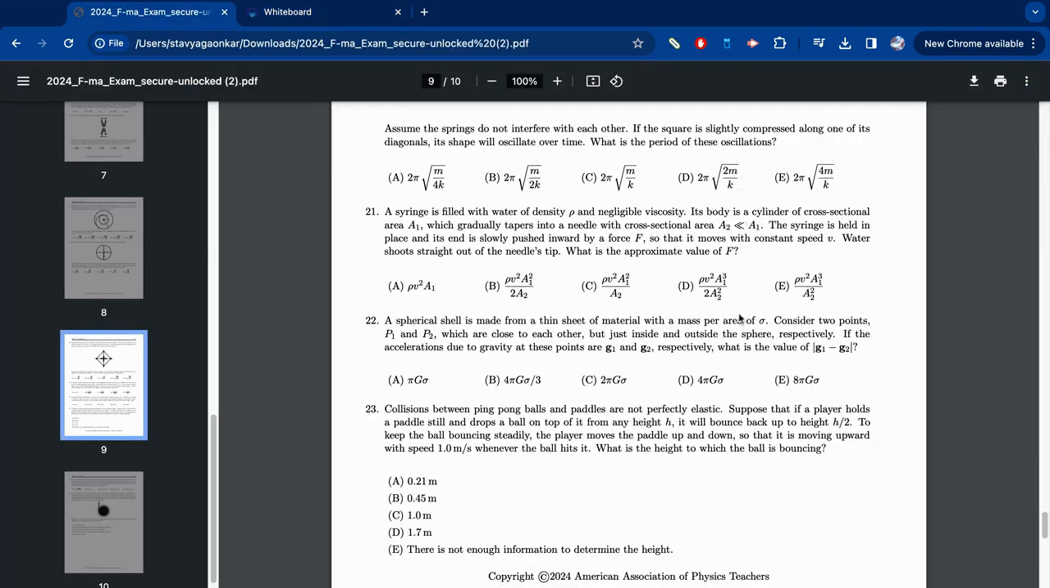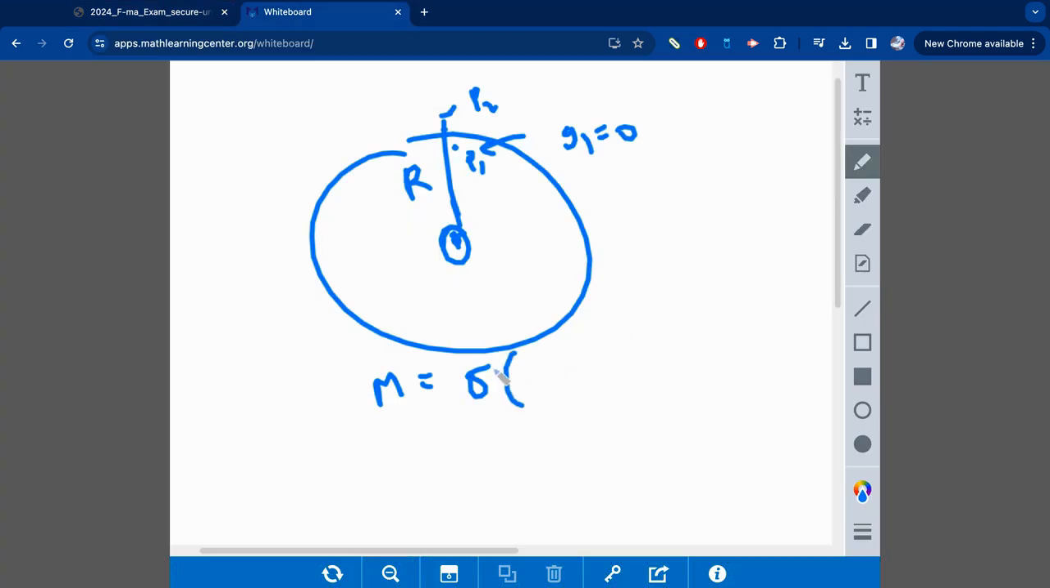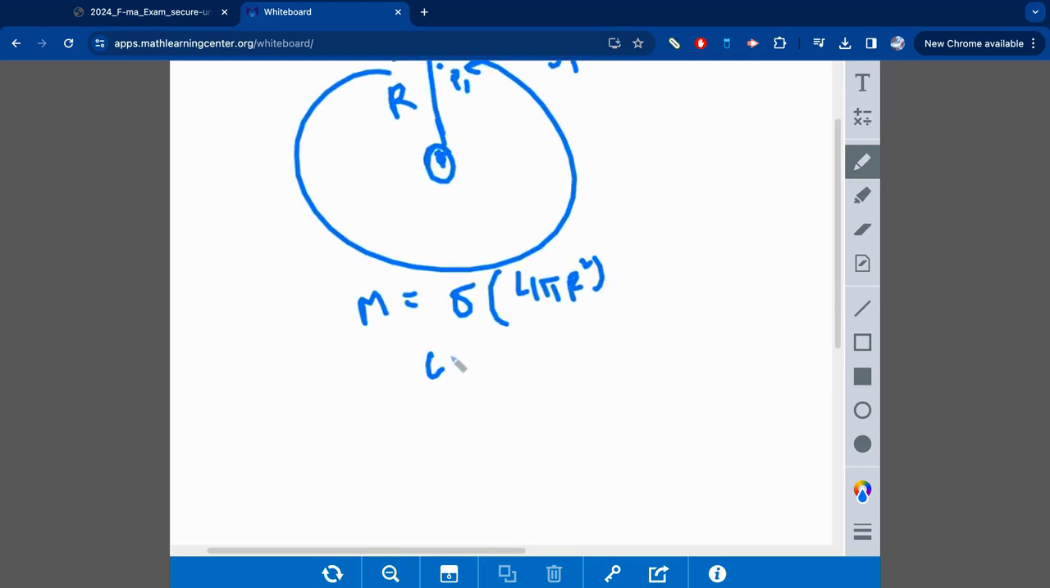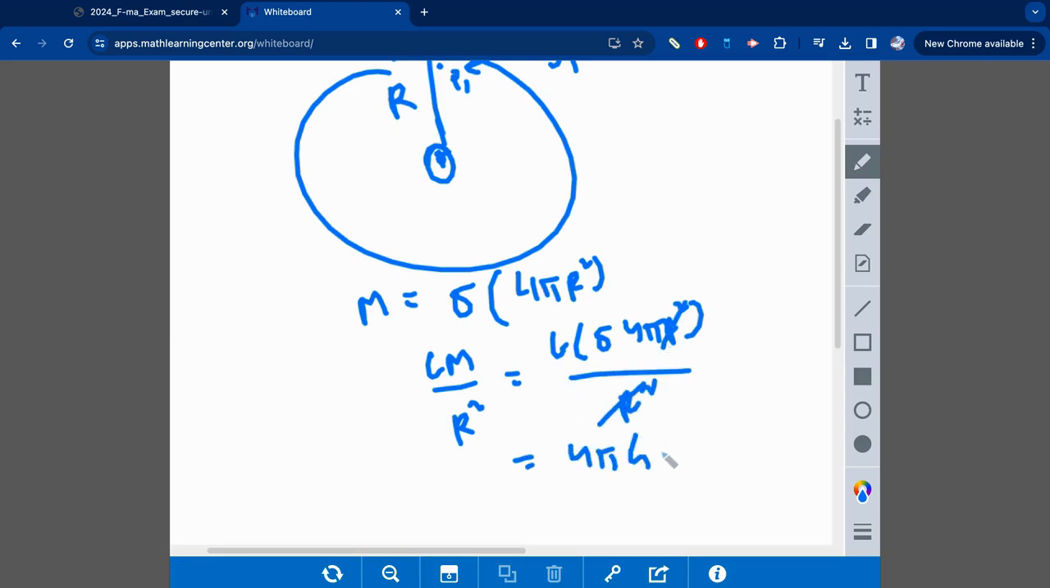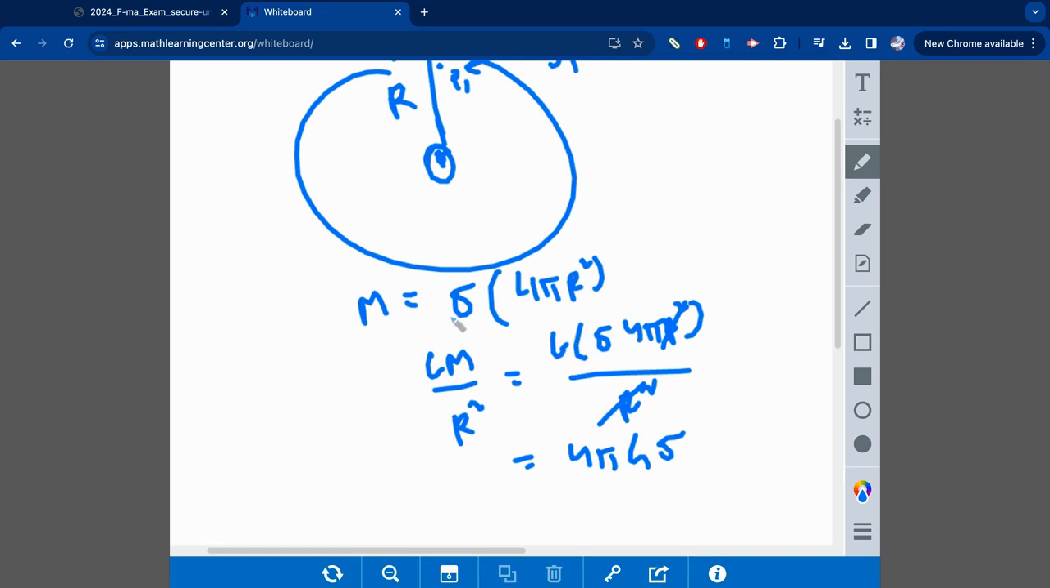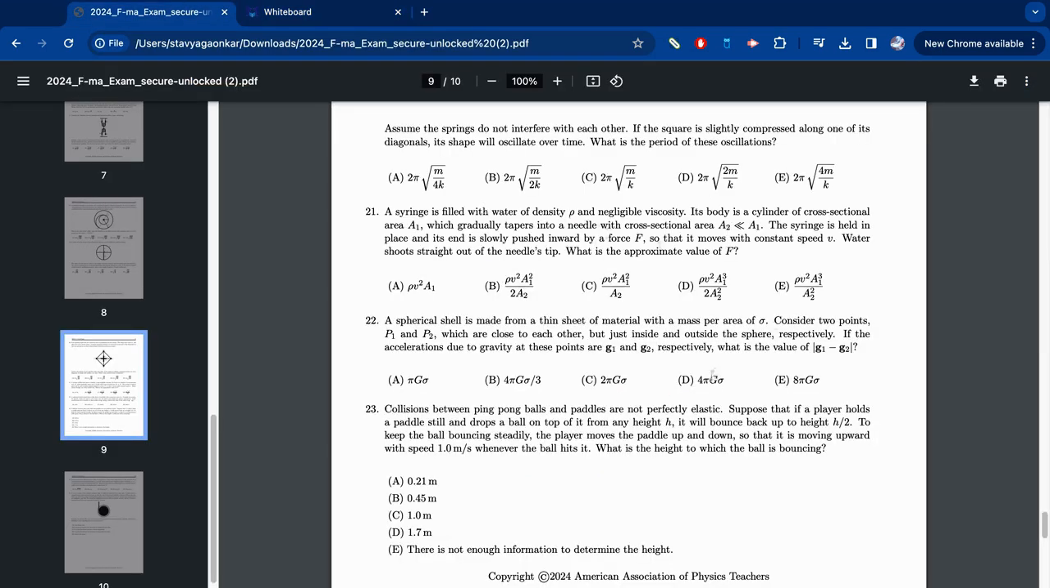So since sigma is mass per area, we're going to multiply this by the surface area of the sphere. And so the gravitational acceleration is going to be G M over r squared. So G times sigma 4 pi r squared over r squared, which is 4 pi G sigma. And notice how we weren't given r, but we didn't really need it because the gravitational acceleration is not dependent on it because they basically canceled out. So our answer is D.